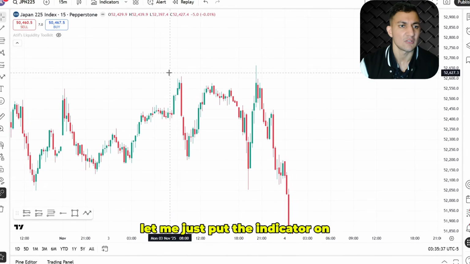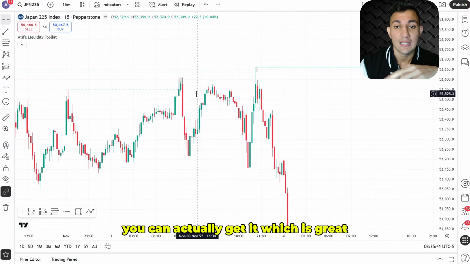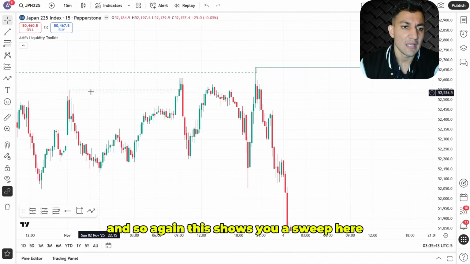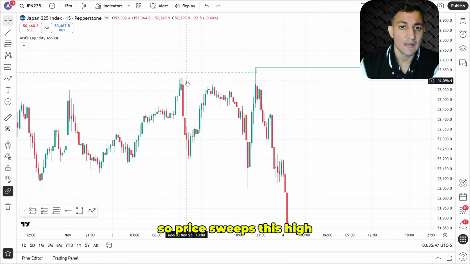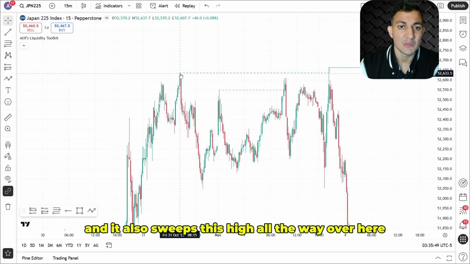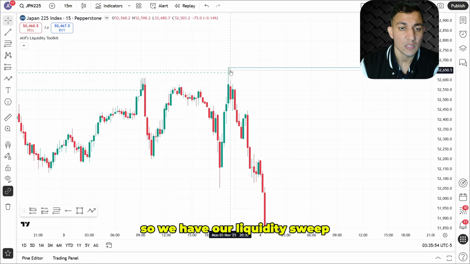Let me just put the indicator on. And for those who don't know, the indicator is now live. You can actually get it, which is great. So again, this shows you a sweep here, but we only care about the Asia session that we're trading. So price sweeps this high, and it also sweeps this high all the way over here, which is previous day's high. So we have our liquidity sweep.